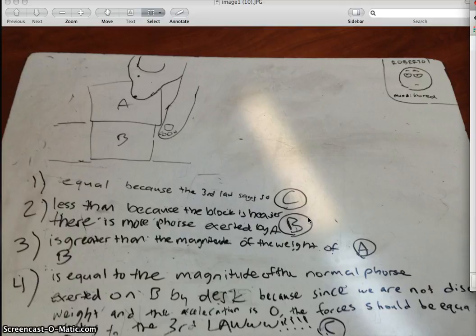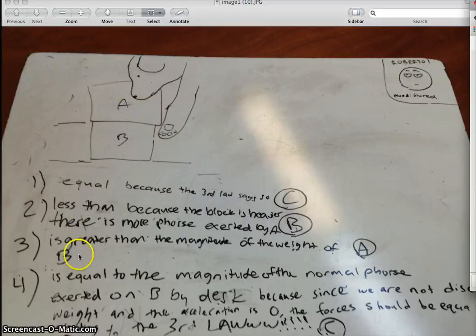We said that it was less than because the block is heavier, therefore the force exerted by A should be greater than B. But it turns out that A's weight is just regarding the gravity. So the gravity that's acting on A is actually the force that's pushing on B. So in return, due to Newton's third law again, B would have to push up with the same amount of force. So it turns out they're supposed to be equal.